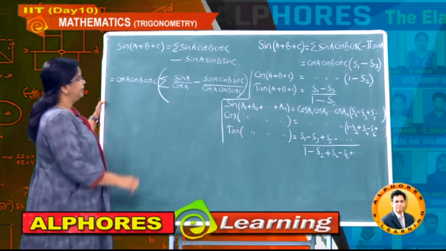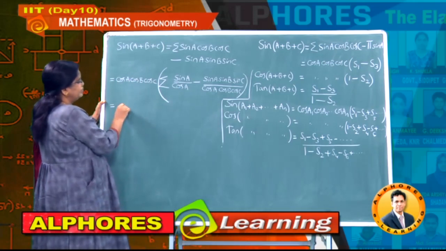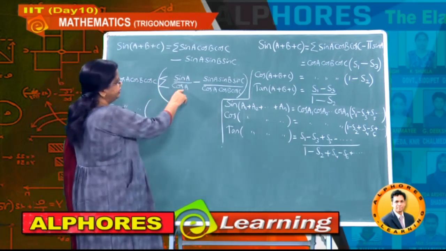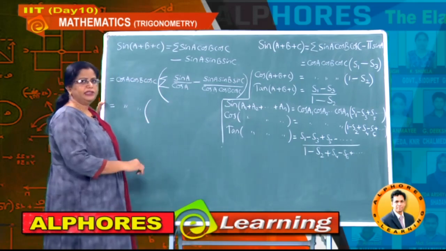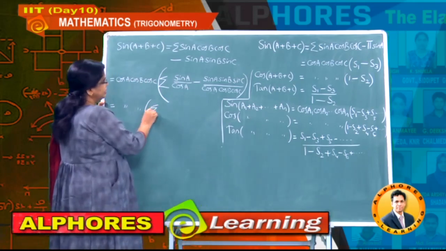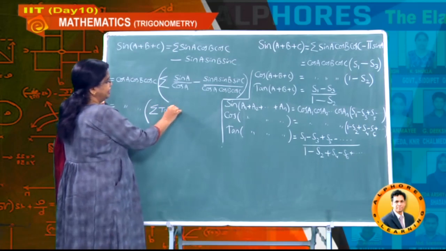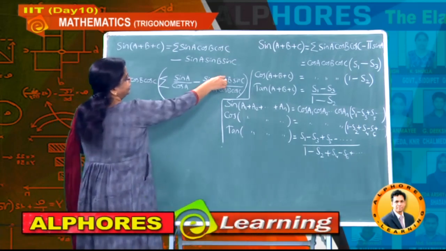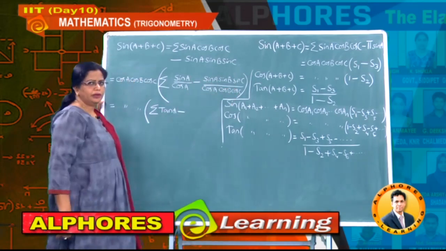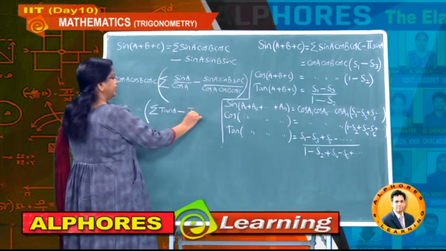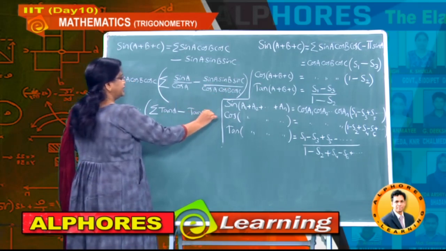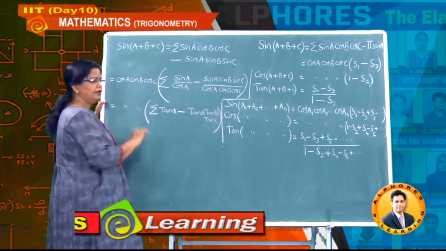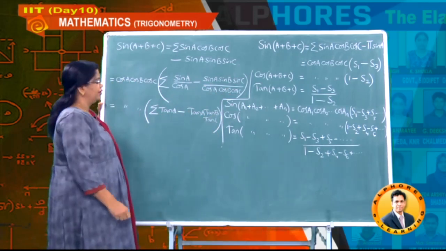And now observe here, this is cos a cos b cos c, no change in that one. And now what is this value? Sin a divided by cos a. What is sin by cos? Tan. So, this is sigma tan a, and next, minus, what about this value? Tan a tan b tan c. So, this is the value you got after you take cos a cos b cos c common.